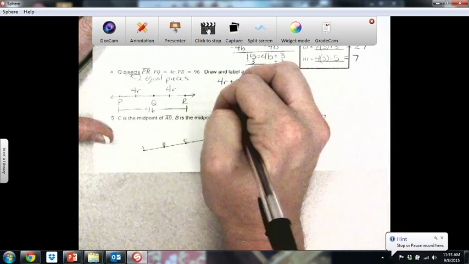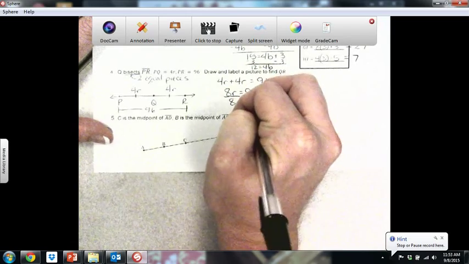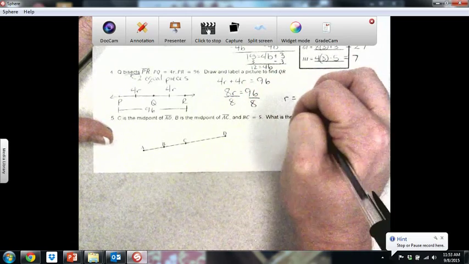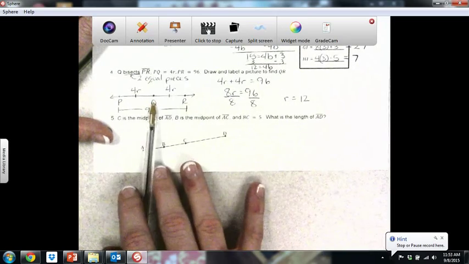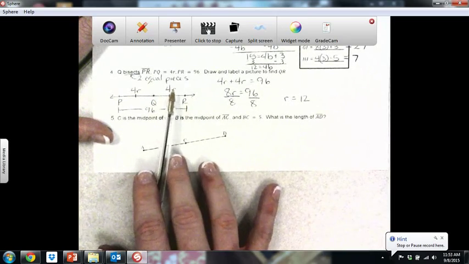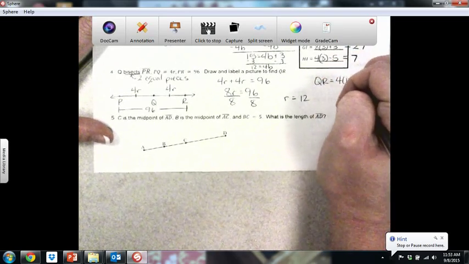4r plus 4r is 8r equals 96. Divide both sides by 8, and I get r equals 12. But this asks me to find QR, which is right here, so I'm going to do 4 times 12. So QR equals 4 times 12, or 48.